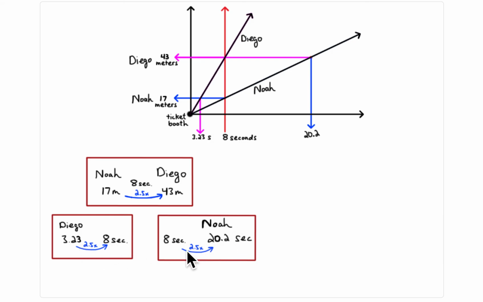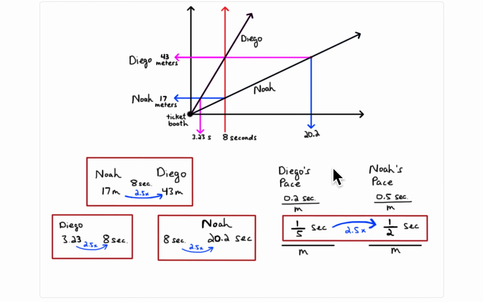For Noah, this is Diego, 8 seconds to Noah's 20 and 2/10 seconds. That is also 2.5 times. So what I'm doing is I'm looking at 17 to 43. That's 2.5 times. I'm looking at 3 and 23 hundredths to 8 seconds. That's 2.5 times. That's the 17 meters. And I'm looking at 8 seconds to 20 and 2/10. That's 2.5 times. And that's the 43 meters up here.